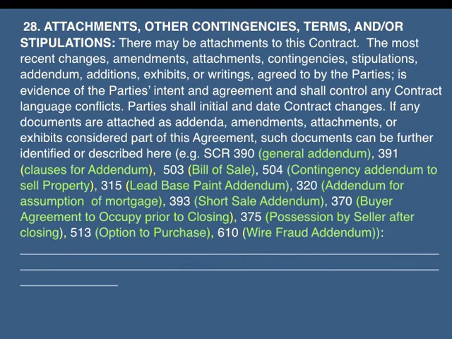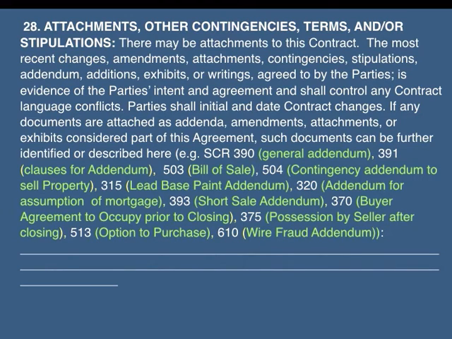Again, anything that you're going to attach to this contract, if there's a bill of sale, if there's an addendum, the wire fraud addendum, I personally think the wire fraud addendum should always be here and should always be attached to the contract, because both buyers and sellers need to be very aware of this, and having them sign it with the contract is a great idea.